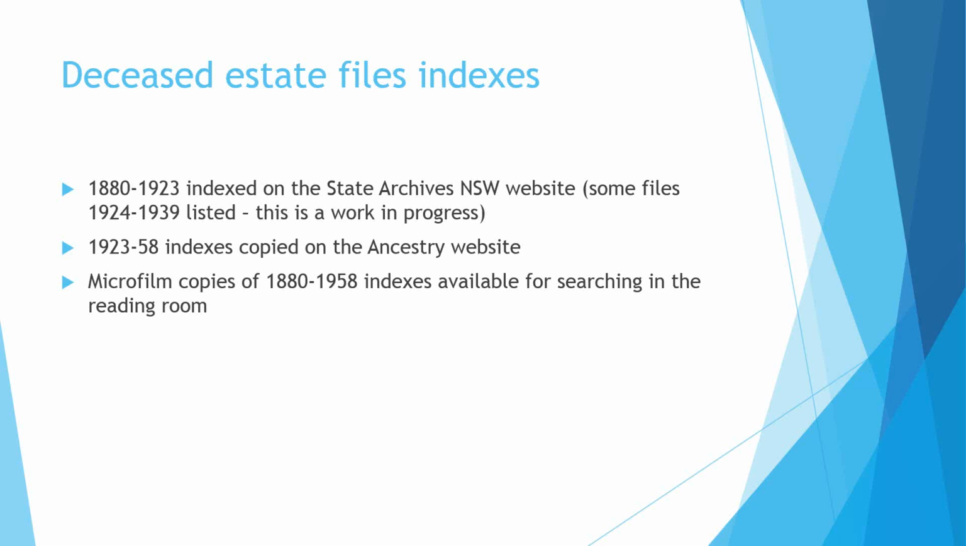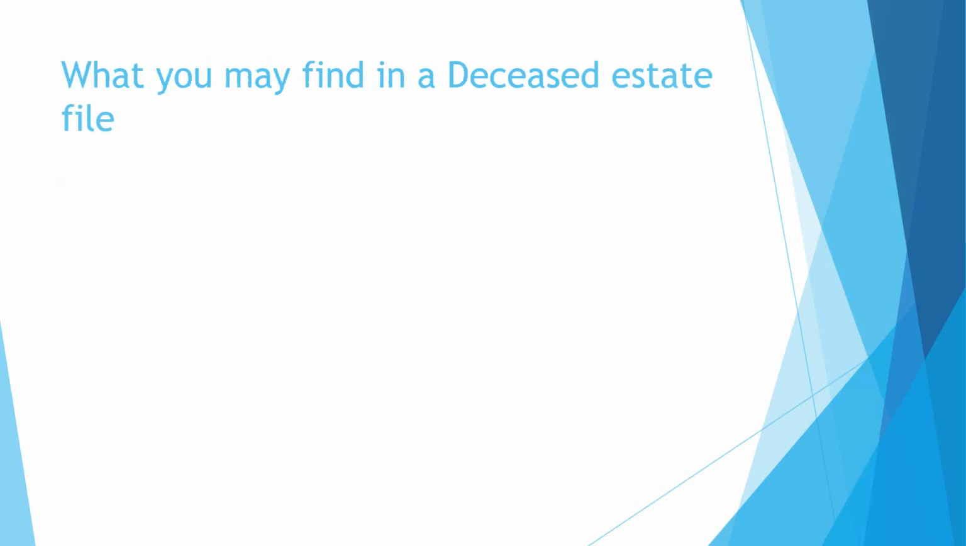Just as an aside, if you're looking at someone who might have had a probate, you might look at the deceased estate file index first to get a hint as to whether they had a deceased estate file and therefore whether they might have had a probate packet as well. So the deceased estate file index is quite useful for that.